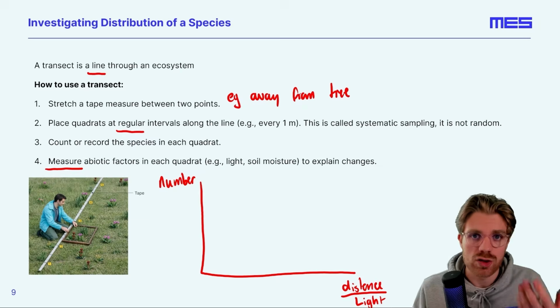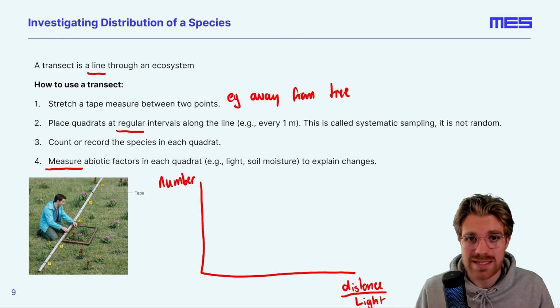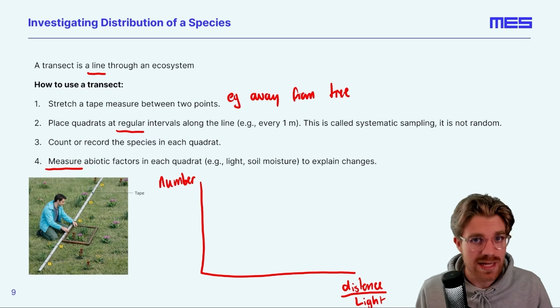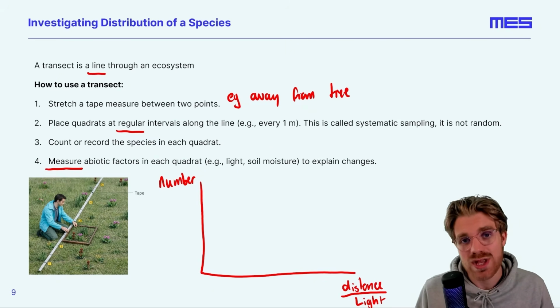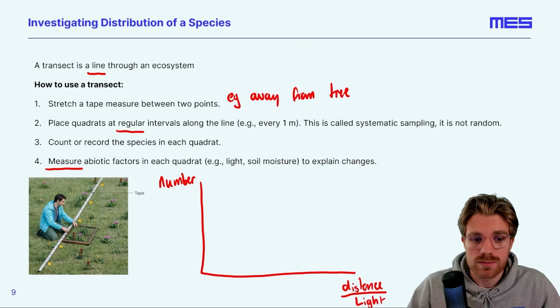So there's a lot of things going on here. We've got quadrats and we've got transects. Remember, the quadrat is the metal frame and the quadrat is used to sample the area. The quadrat can be used to estimate the population size, or the quadrat can be used with a transect to investigate the distribution of a species. And the transect is just the line through an ecosystem.